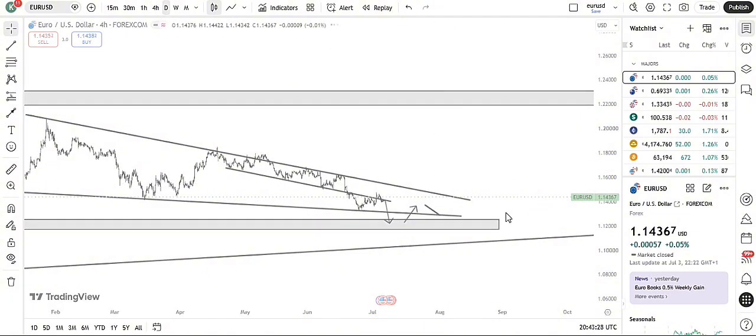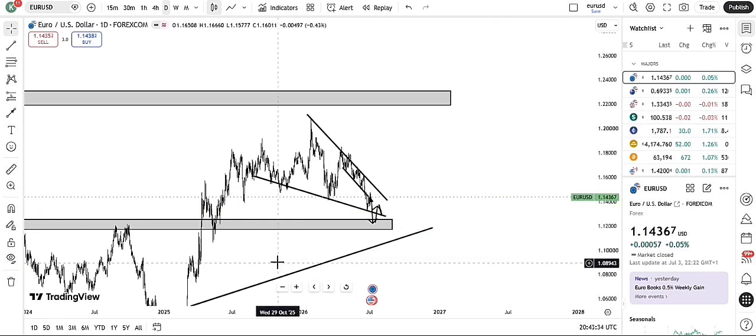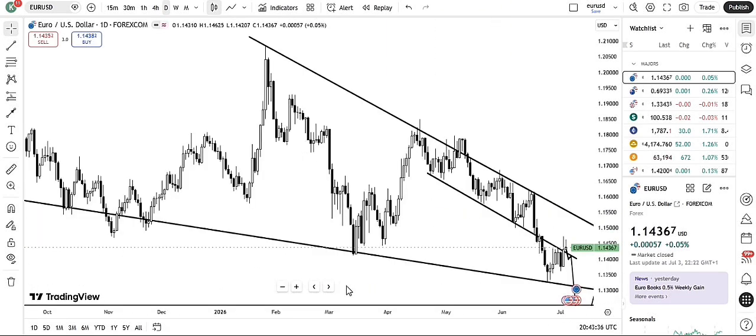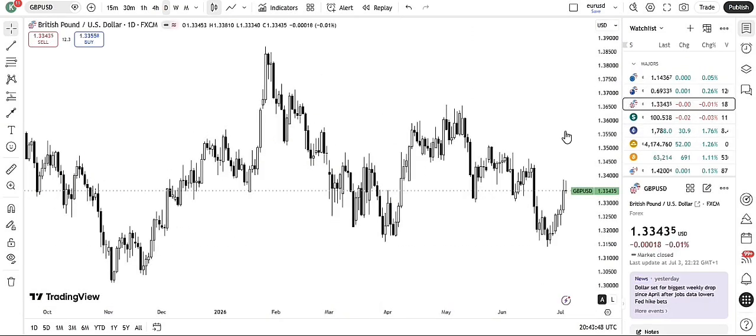We are okay. Now with Euro USD mapped out, let's finish with the pound dollar and see whether the two pairs are telling the same story. Now for the pound dollar, my favorite pair at the moment right now, okay, it tells us a different story.